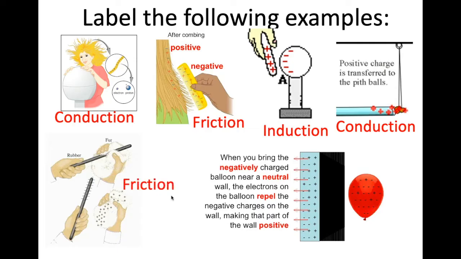Here's a last example. So it looks like the balloon has mostly negative charges. There's a few positives, but mostly negatives. When you bring it near the wall, it's actually going to kind of repel a little bit the other electrons. So see how these electrons are kind of running away? And we're left with just positive charges. Well, here's the key. The balloon's near the wall, but is it touching? Nope, not quite. So this would be, you guessed it, induction.